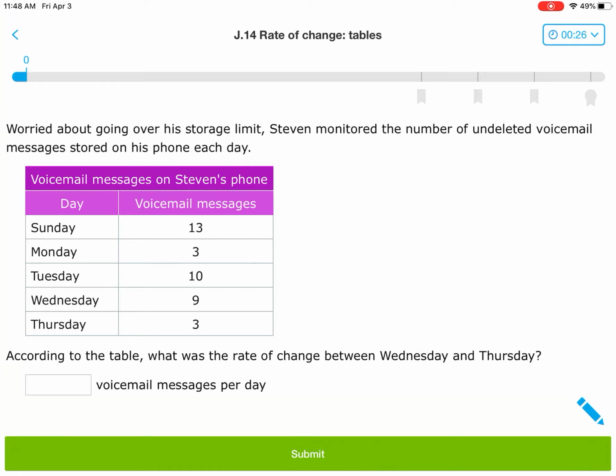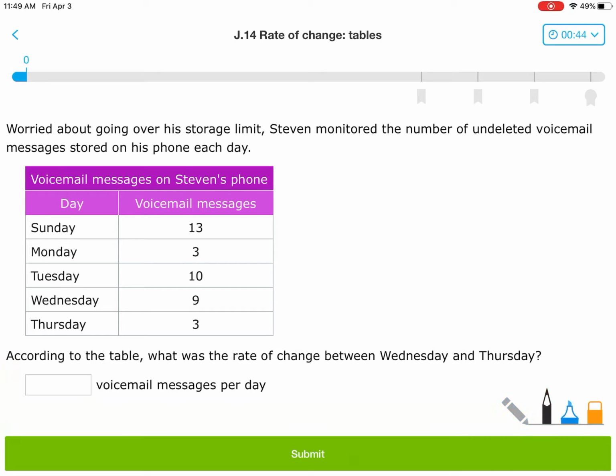Our first problem says, worried about going over his storage limit, Steven monitored the number of undeleted voicemail messages stored on his phone each day. And we have a nice table there with our days of the week and our voicemail messages for Steven. According to the table, what was the rate of change between Wednesday and Thursday? And I have my number of voicemail messages per day.